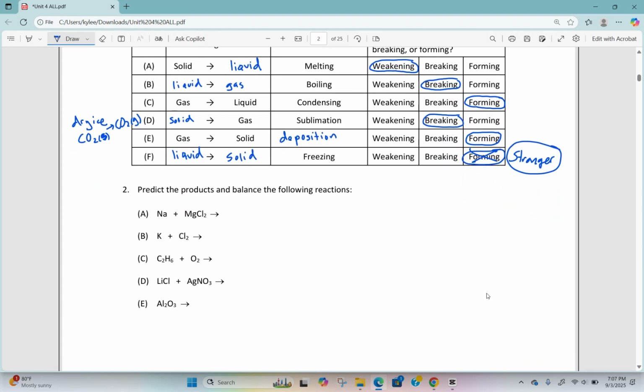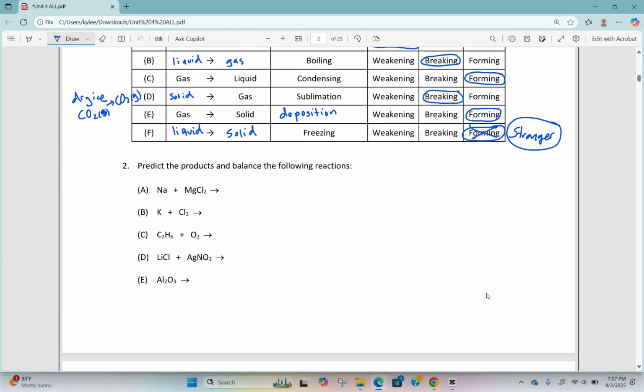All right, so for number 2, we have some predicting the products and balancing of the following reactions. So this is going to be tied to those types of reactions that we talked about. Letter A is going to be a single replacement. So this is my home wrecker. Now, that means that magnesium and chlorine are breaking up. And who is going to hook up with sodium? And it's either going to be magnesium and sodium together on the right-hand side, or it's going to be sodium with chlorine. The way we determine that is by charge.